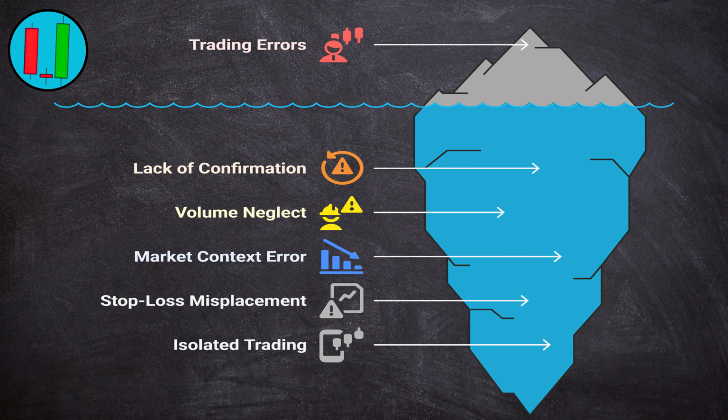The pattern requires the third candle to close above the midpoint of the first candle's body to confirm the reversal. Ignoring volume. Trading the pattern without volume confirmation significantly reduces its reliability. The third candle should show increased volume to strengthen the reversal signal.